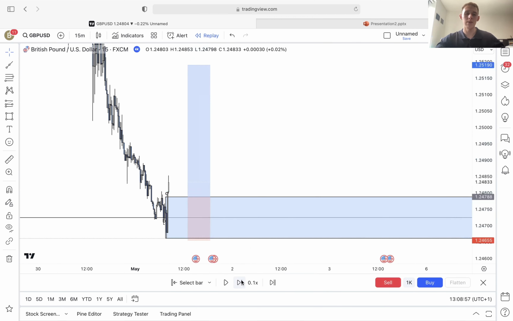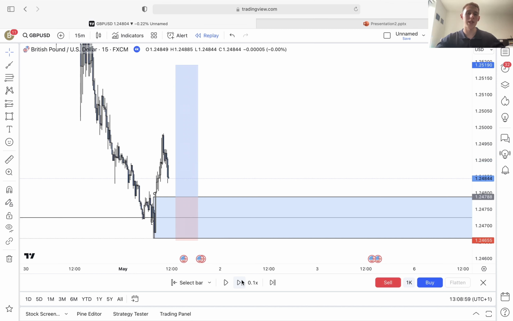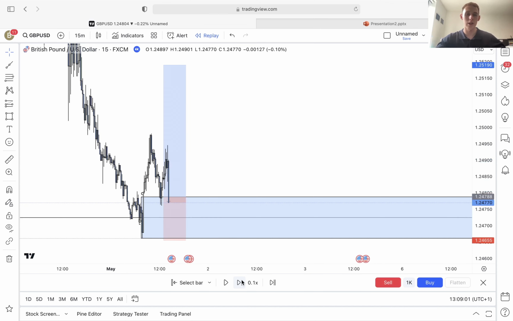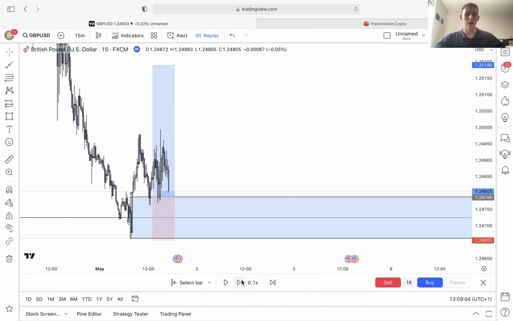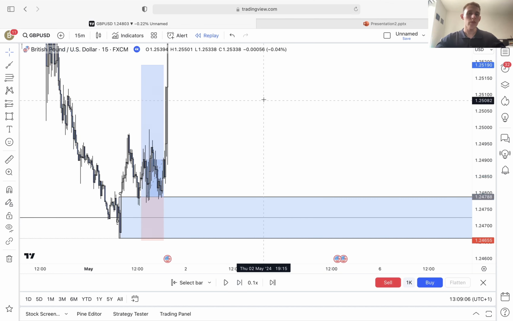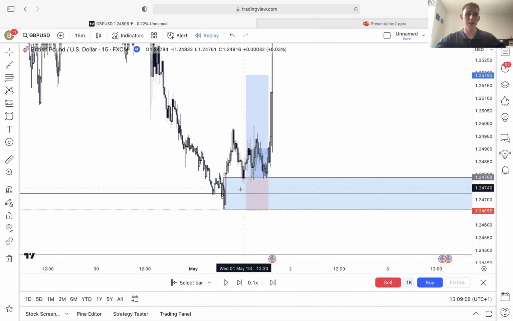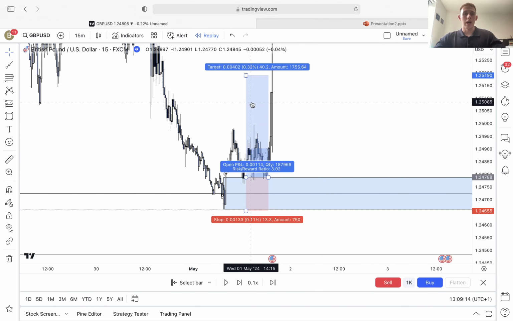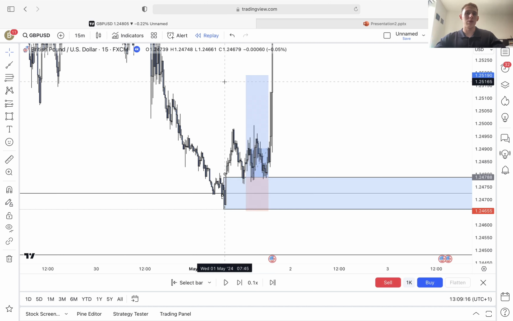Around this area just here, and then we can see, we obviously know this trade plays out because it's one I took live. But there we go. You can see that price fell to break through this area of demand and respected it multiple different times. So yeah, that's the first example I wanted to go through.